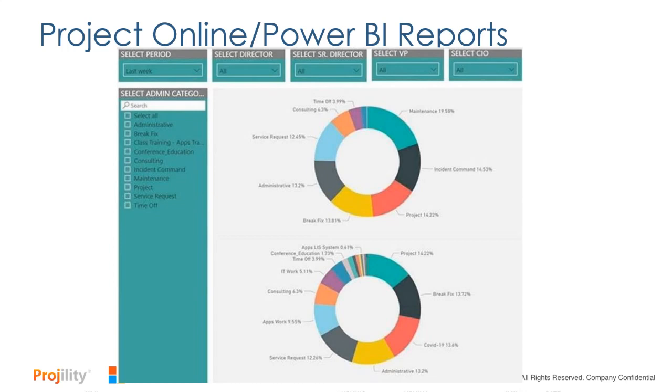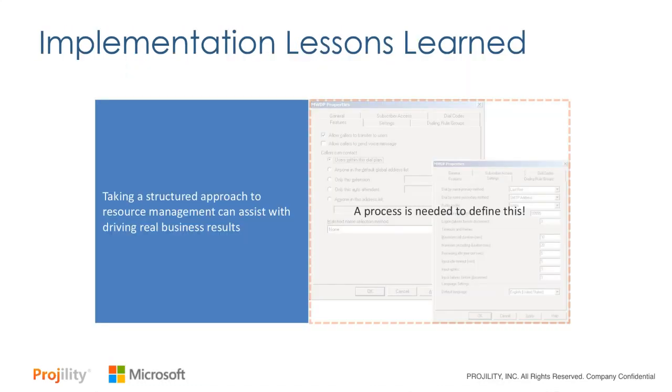So by using these tools together, you have some great analytics and reports, again, using tools like Project Online and Power BI to do your capacity planning. So with all that said, how do you move forward? What are some good lessons learned that we've got from working in this?